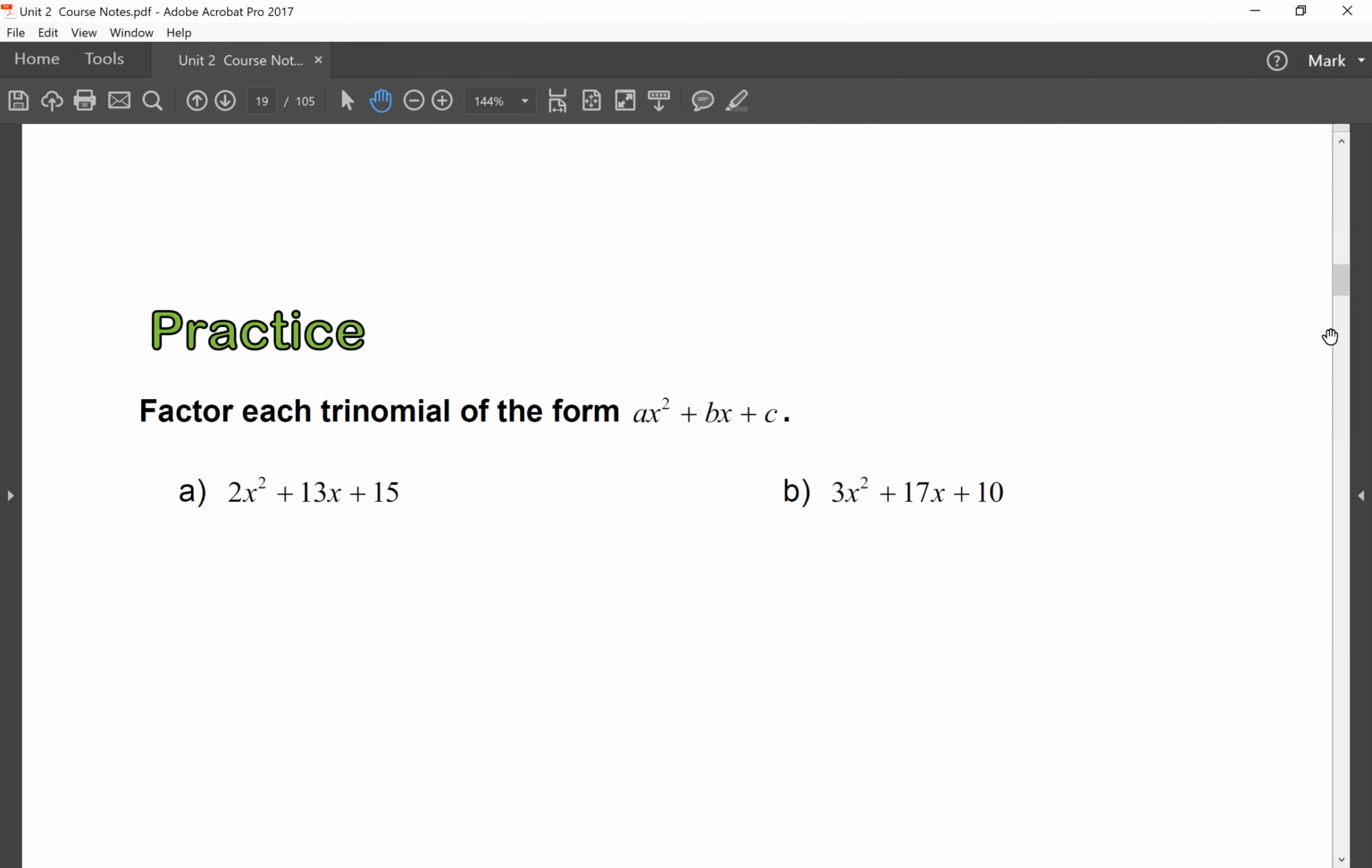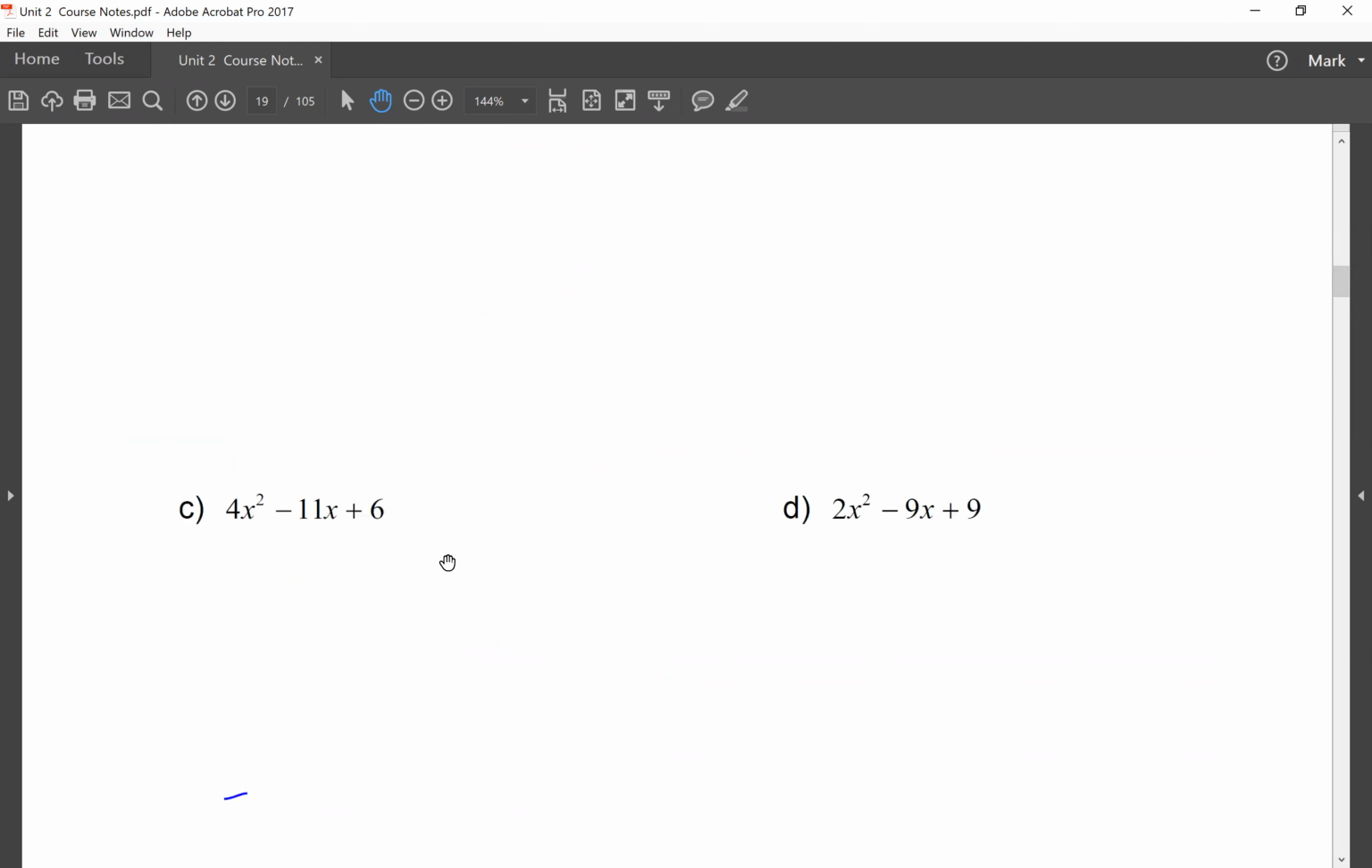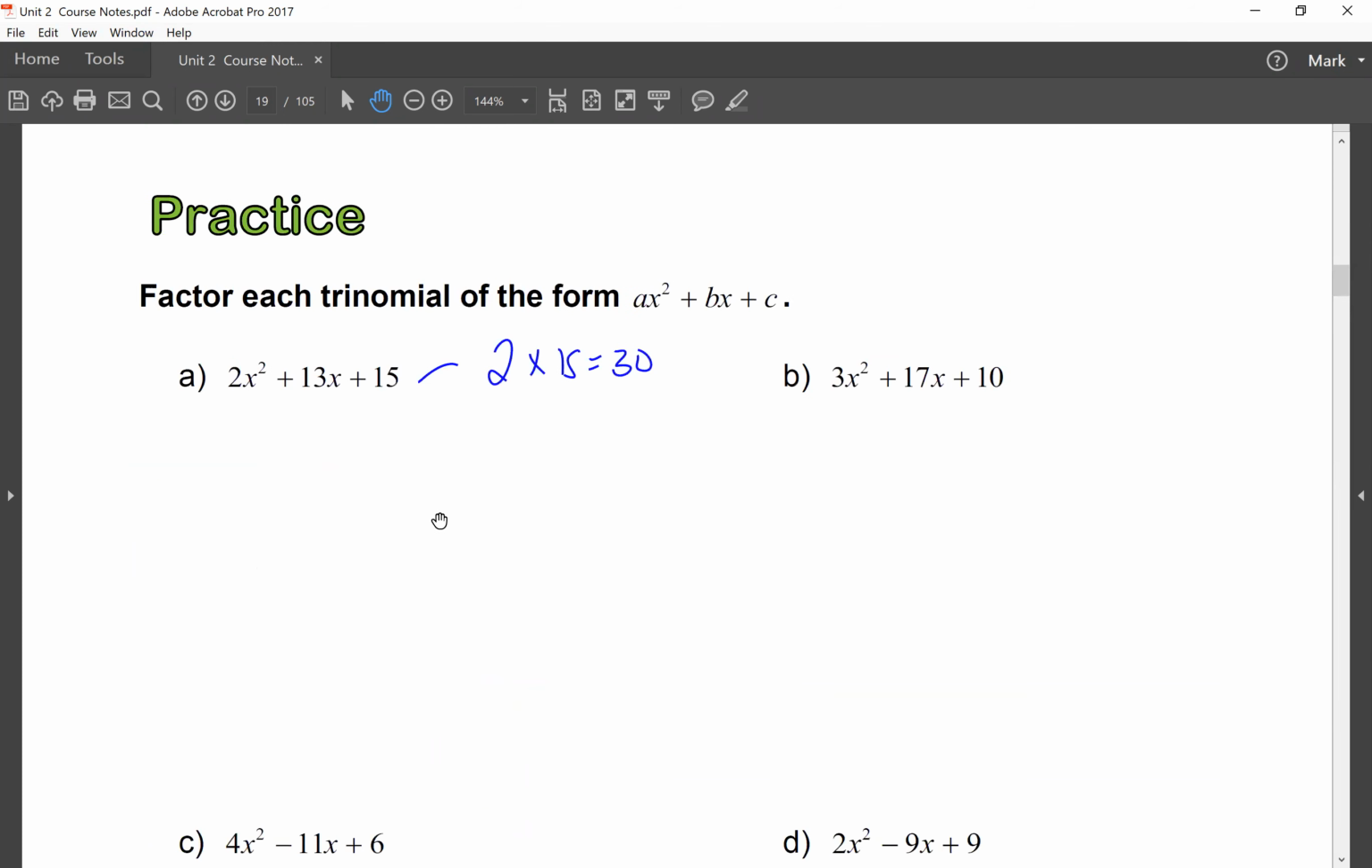So A, okay, first things first. 2 times 15 is 30. I'm almost done, guys. It can be like, I don't know, 2 minutes. So 2 and 15 is 30. So I need to think of 2 numbers that are going to multiply to 30 or add to give me 13.